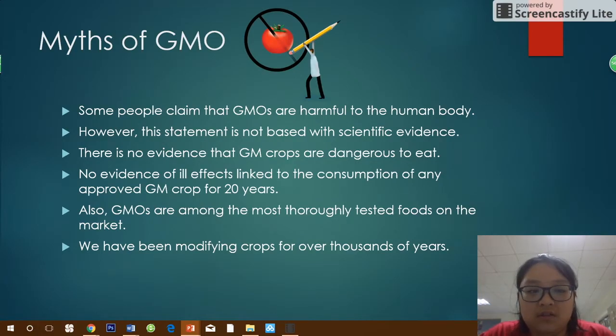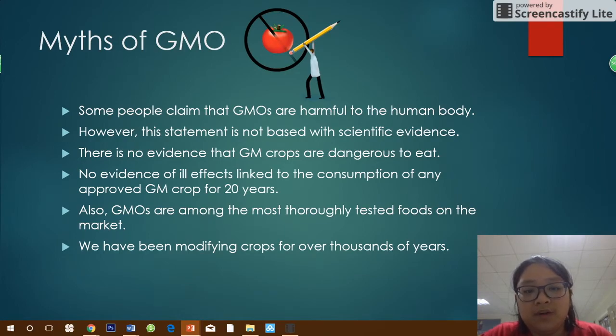the past 20 years. Also, through research, we have known that GMOs are among the most thoroughly tested foods on the market. Therefore, before a GM crop is released to eat, it is thoroughly tested and proven to be safe and beneficial to the human body and the environment before being released into the market.